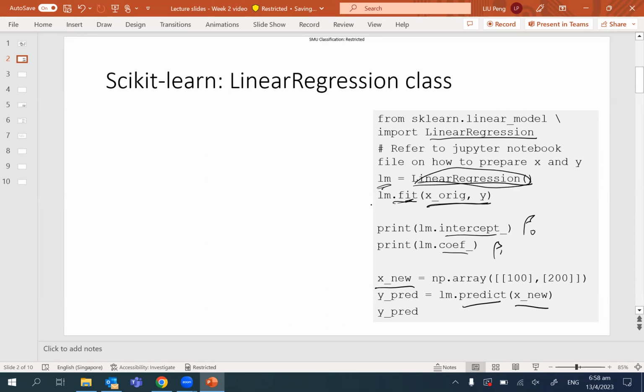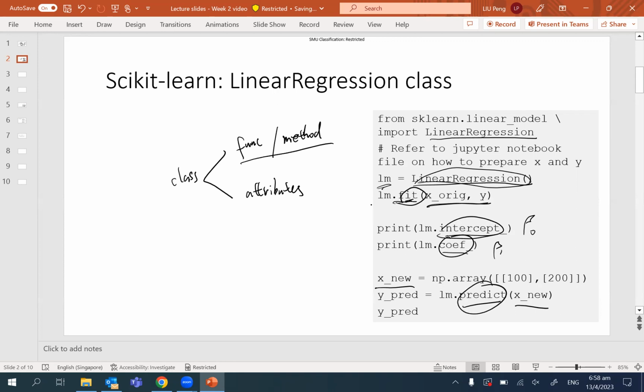Again, note that this is a class. A class has two things. It has functions, also called methods, which are the things it can do, and it also has attributes. Those attributes are things like the intercept and coefficient. Functions or methods look like fit and predict. They are specific procedures that the object can perform. The class is just abstract, and it will go into an object, which makes it concrete. With concrete things, we can now call the functions, the methods, and the attributes.